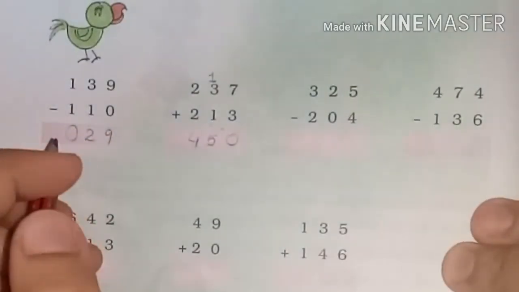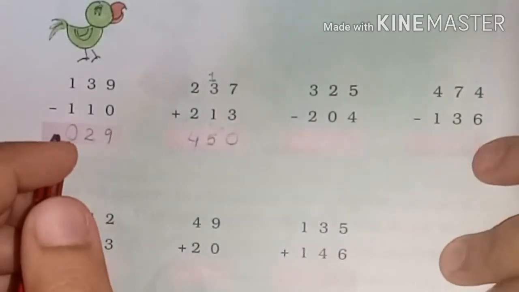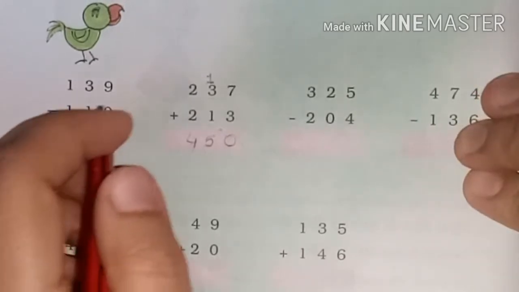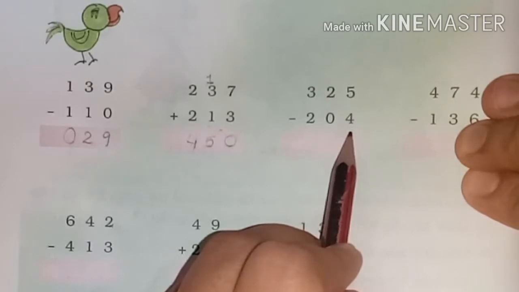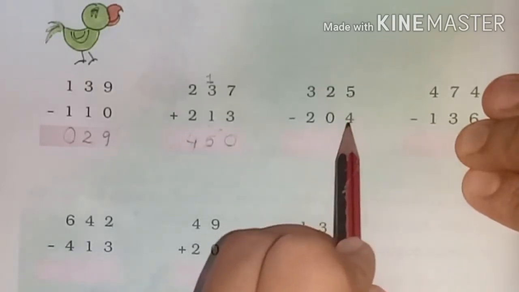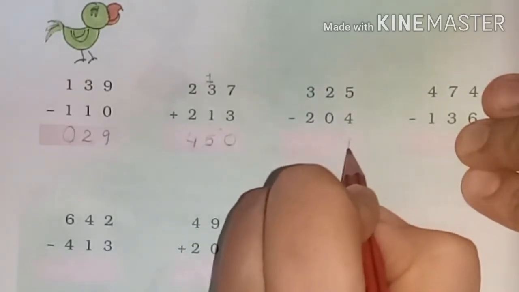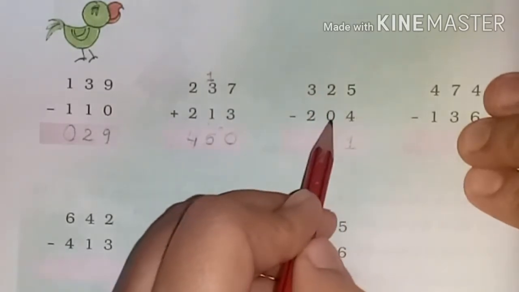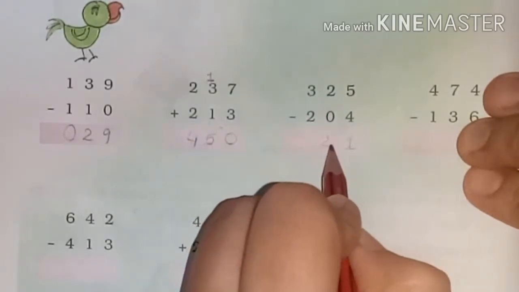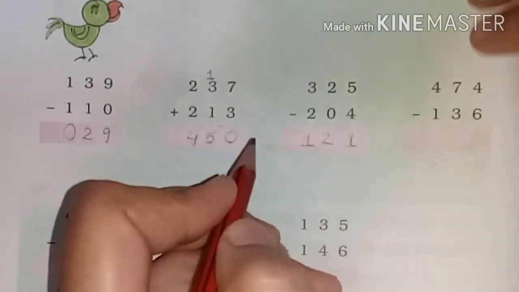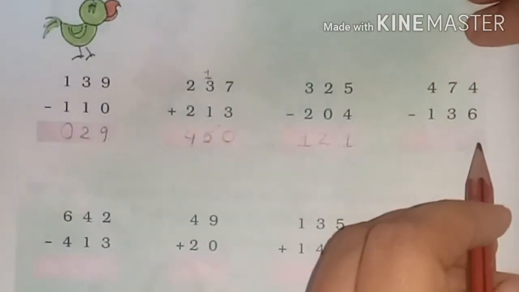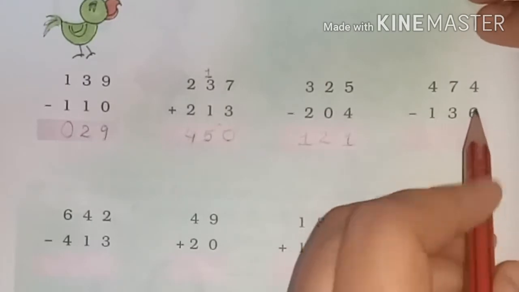Now in the next sum again we are going to subtract two numbers. We will start with the numbers which are there in the ones place. So 5 minus 4 is 1. 2 minus 0 is 2. 3 minus 2 is 1. Next sum again is a subtraction sum.